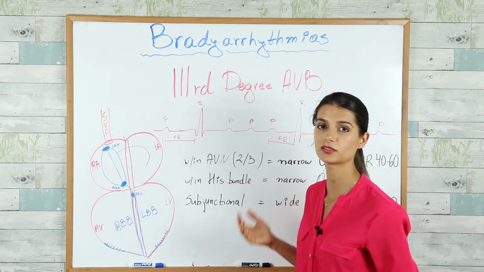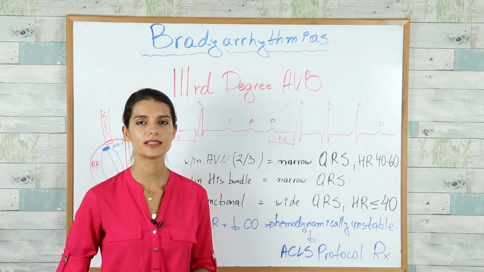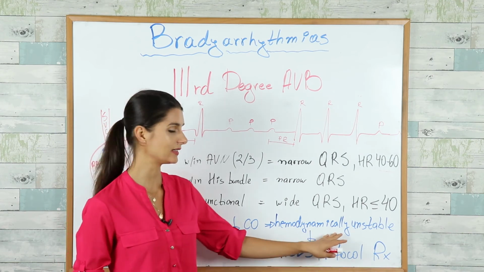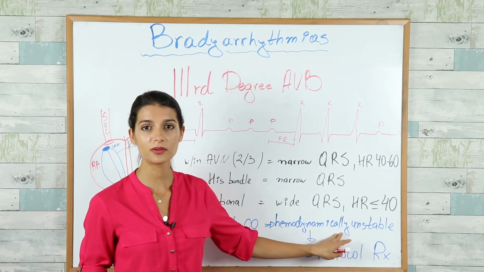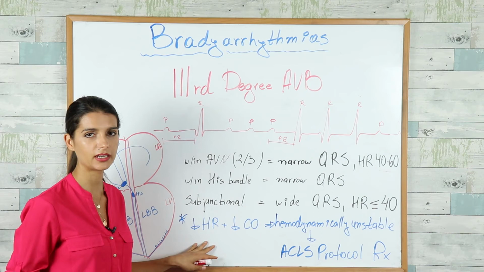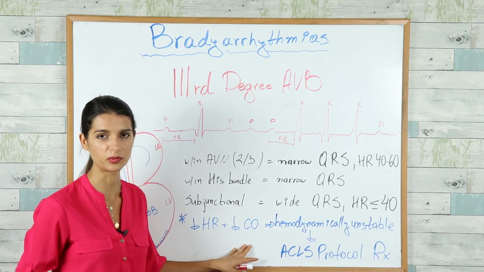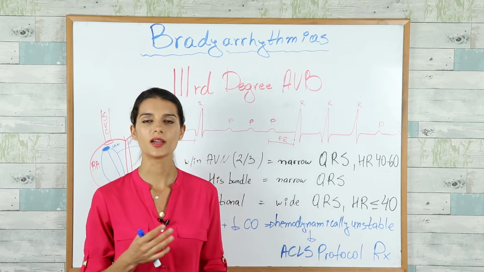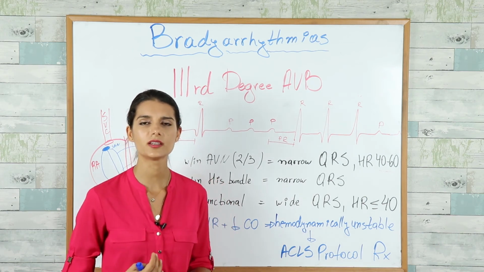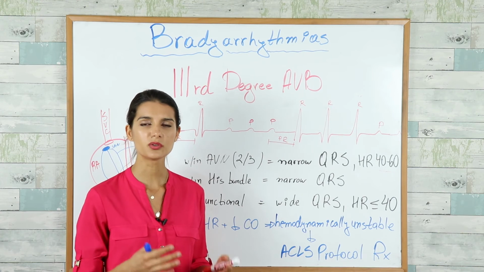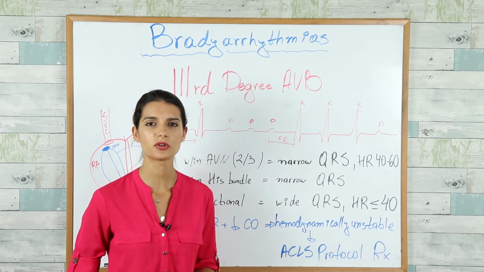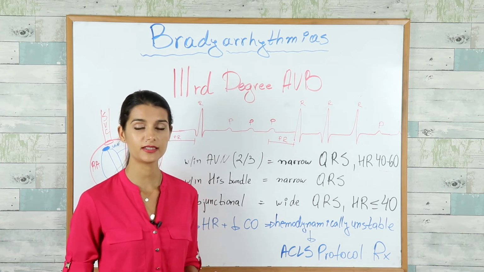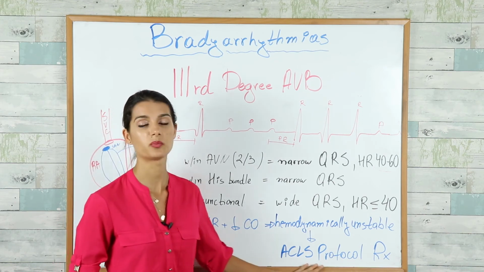What is very important to assess in these patients is if they're hemodynamically unstable. Why would they be unstable? Because of the decreased heart rate and resulting decreased cardiac output, right? So they can present with symptoms of altered mental status, hypotension, ongoing ischemic acute chest pain, even acute pulmonary edema, signs of shock. So if that is the case, you have to follow the ACLS protocol.